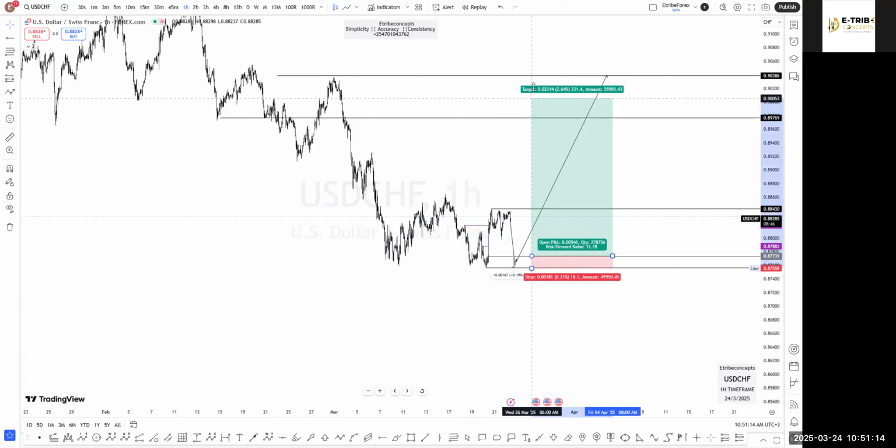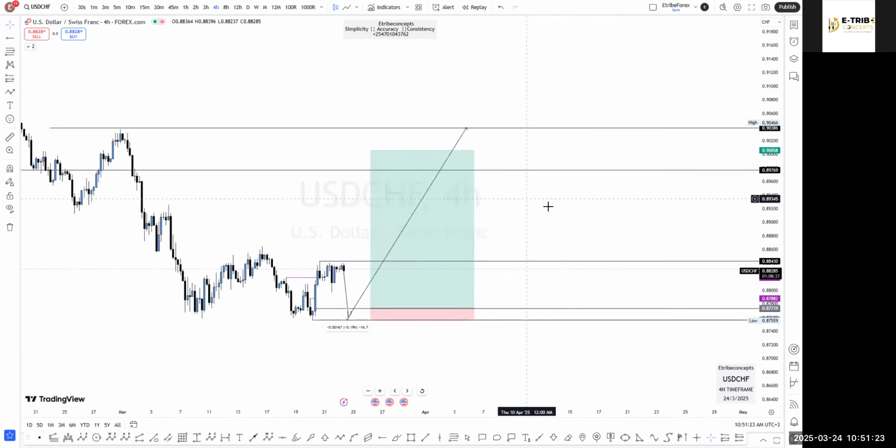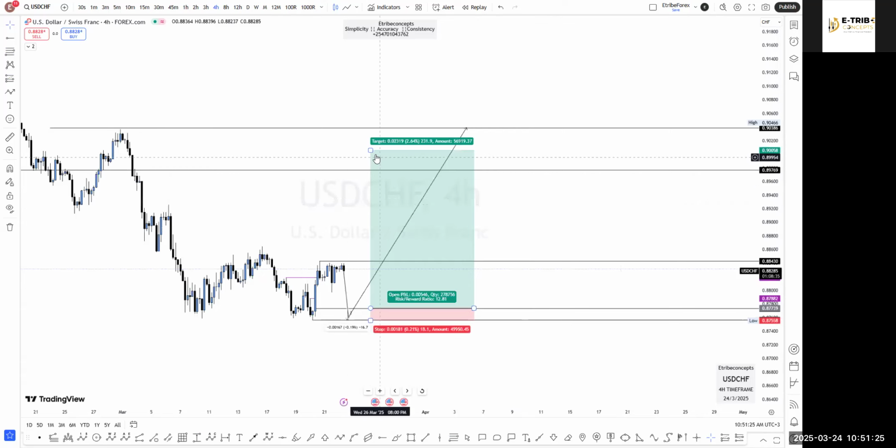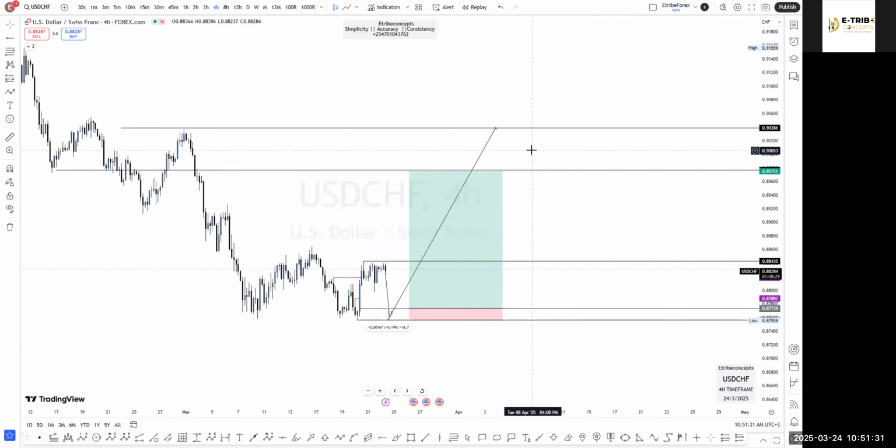Even go further inside. Let's see. Yes, you can have a fast target at that particular point, an RR of 1 to 11. So I think that is enough for now.